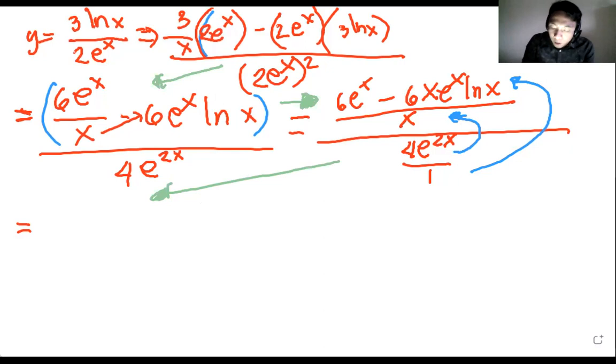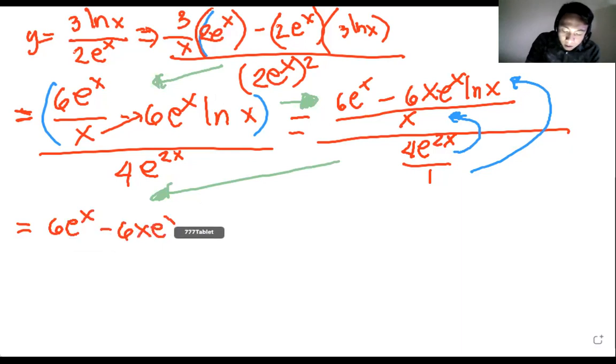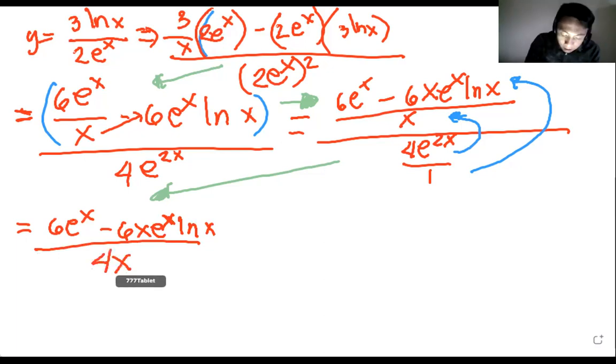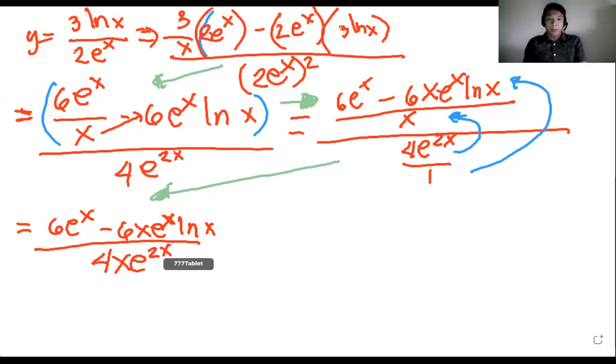So, 6e raised to x minus 6xe raised to x ln x times 1. Kaya yun na yun. Okay? Over x times 4e raised to 2x. So we have 4xe raised to 2x. Yan. I-simplify na naman natin ulit. Last na pagkukan na. We'll go here.